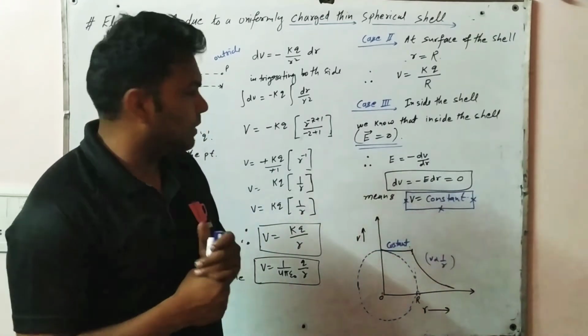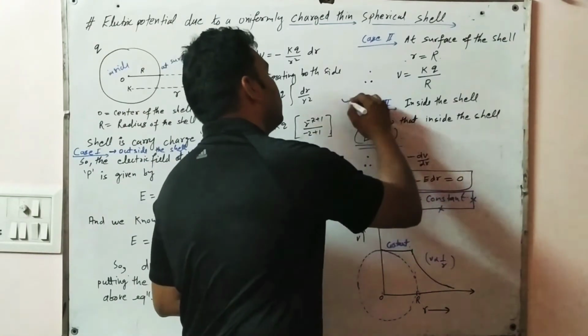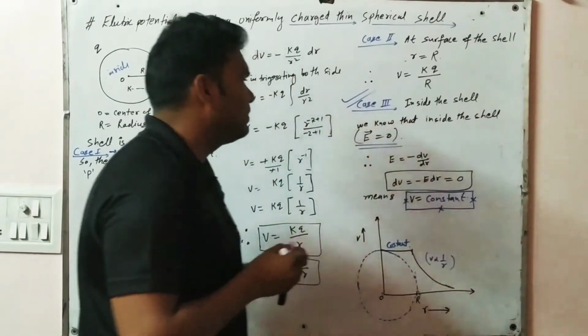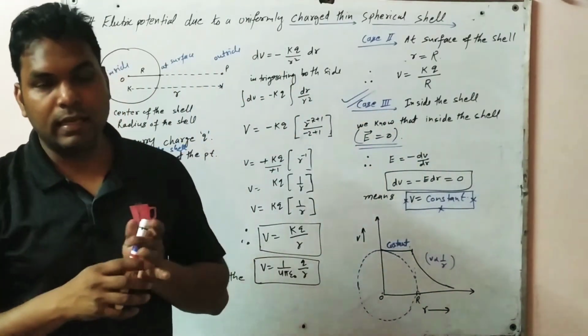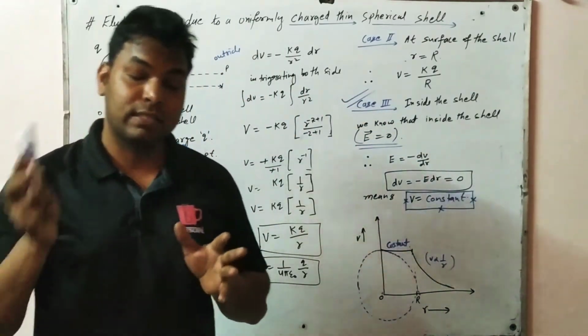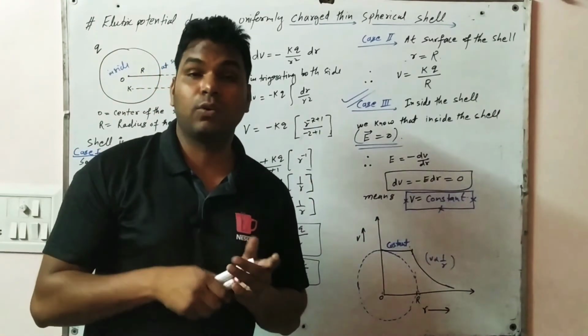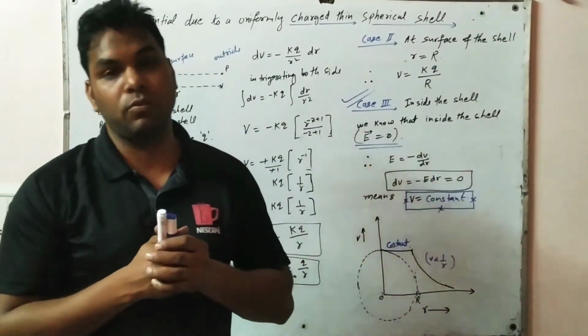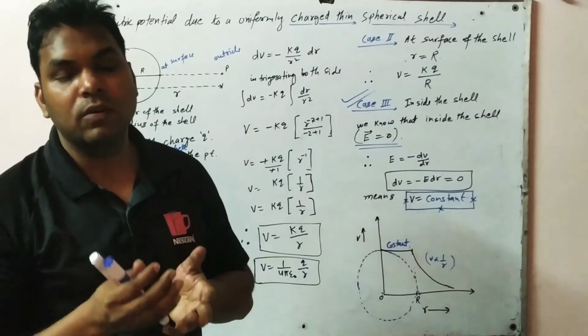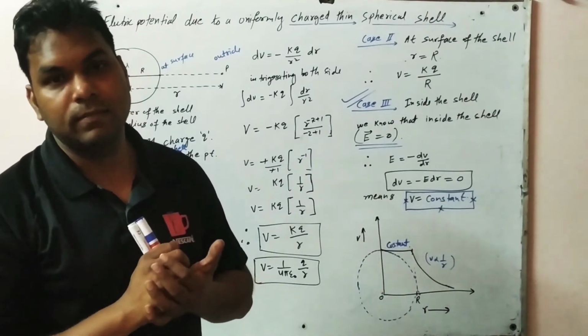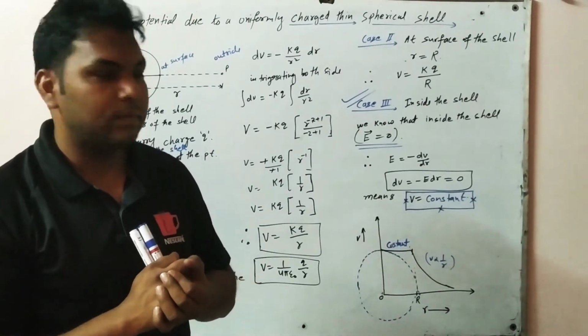So please remember this third point, which means that for a spherical shell the electric field inside the shell is 0 but the electrostatic potential is not 0 because it is constant inside the shell. Clear?